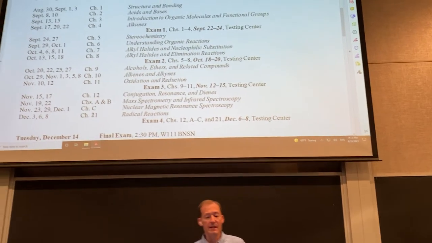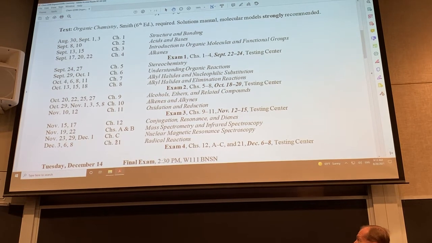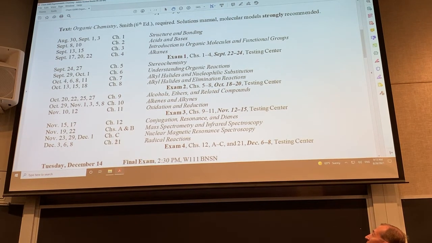So here you see the schedule for the semester. We have a very well organized textbook, and so we are following the order of the textbook for chapters 1 through 12. And then we have chapters that used to be called 13 and 14. They split what used to be chapter 13 into chapters A and B, and then chapter 14 is now called chapter C. That was done to emphasize that those chapters can be moved around.